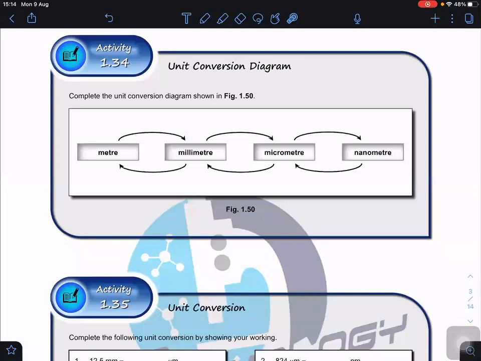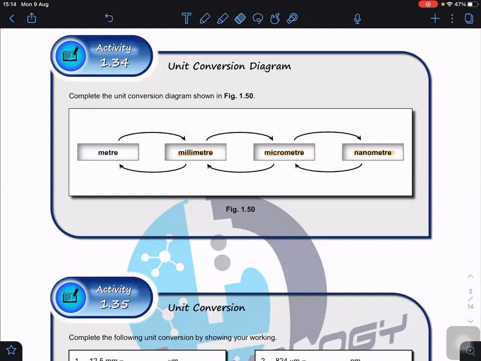For the unit conversion diagram, you need to complete this one. You can see that I've still put in the meter, but for cell study, we only focus on millimeter, micrometer, and nanometer. We don't use meter, guys. How are we going to measure the cell with meter? The cell is very, very small. Millimeter still yes, micrometer yes, nanometer yes.